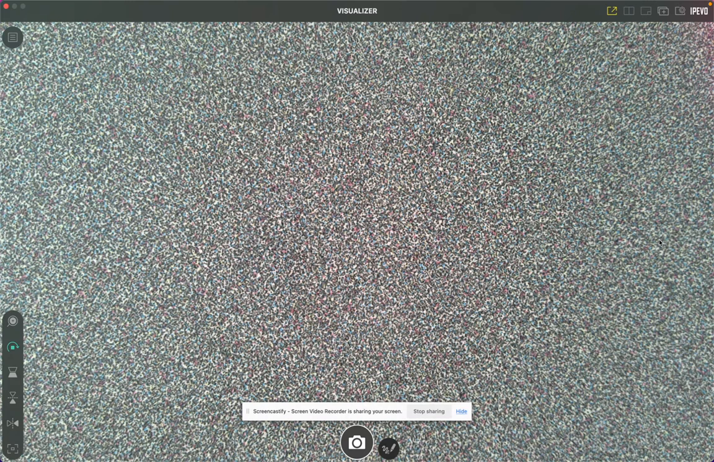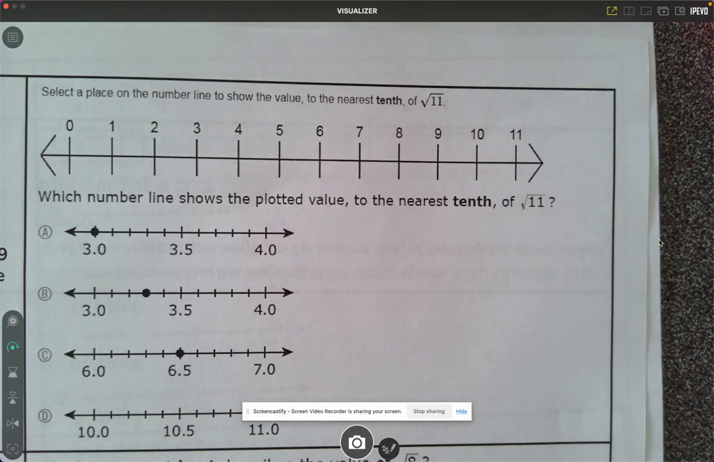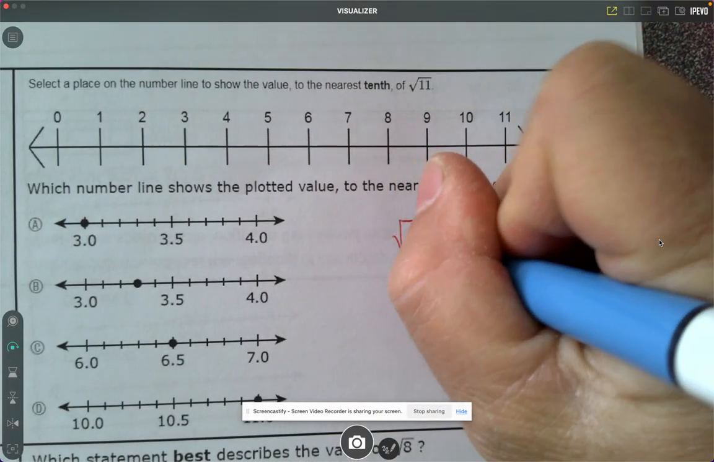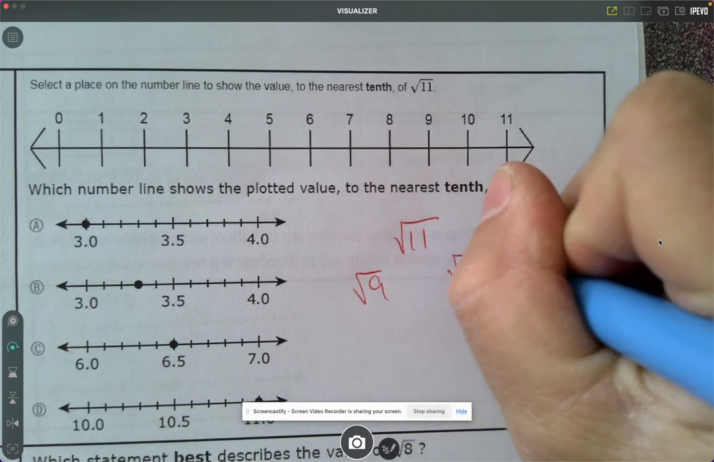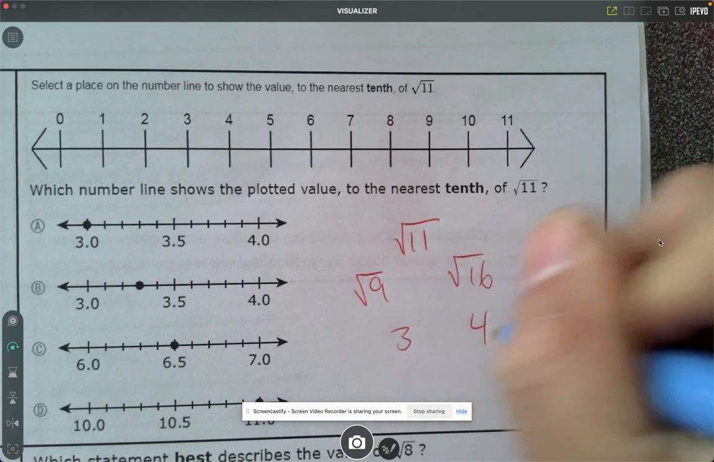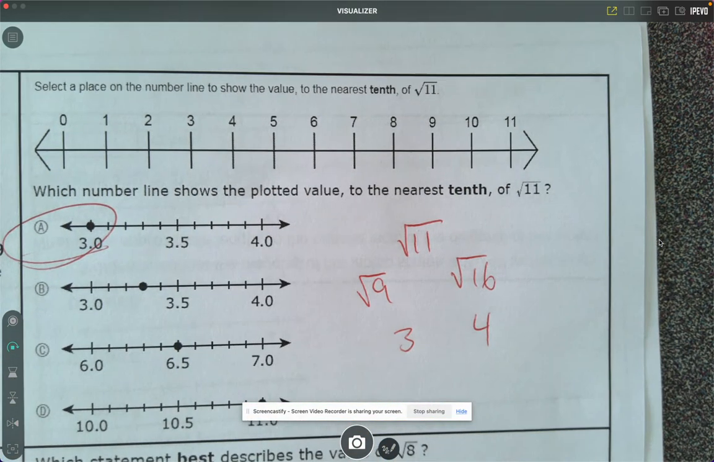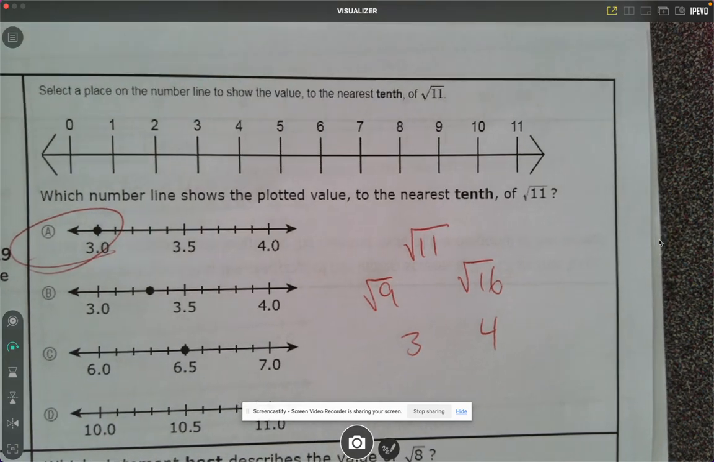All right, let's estimate some of these square roots, shall we? So square root of 11, too easy. It's between square root of 9 and square root of 16, so it's between 3 and 4. There's my 3 and 4. It's got to be A. That's a math by mistake there.